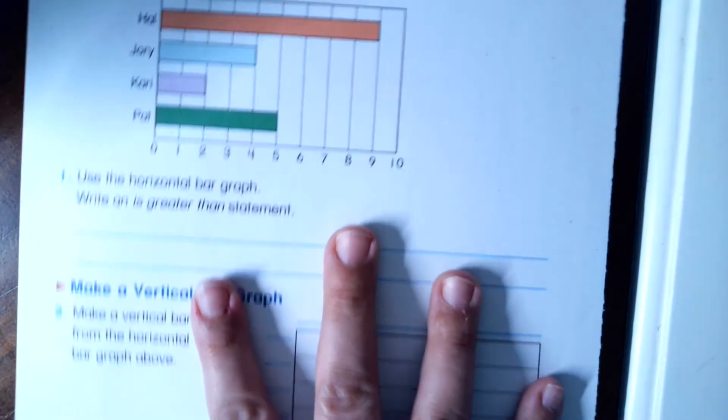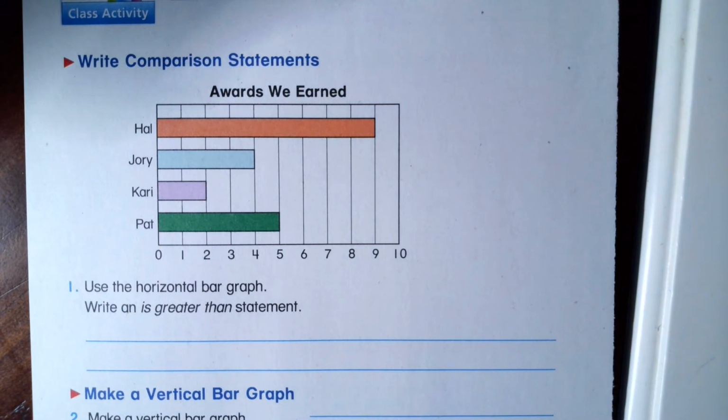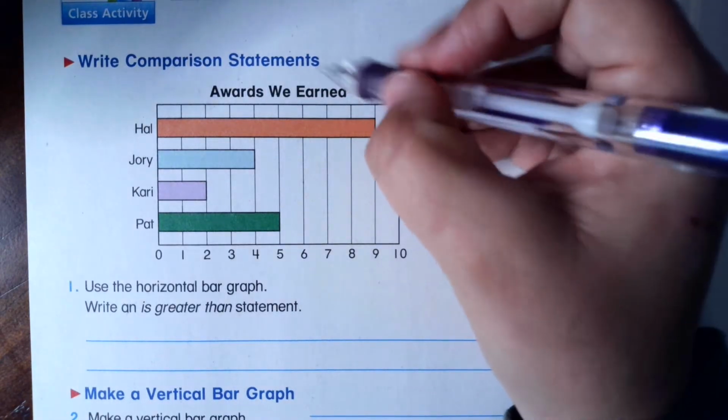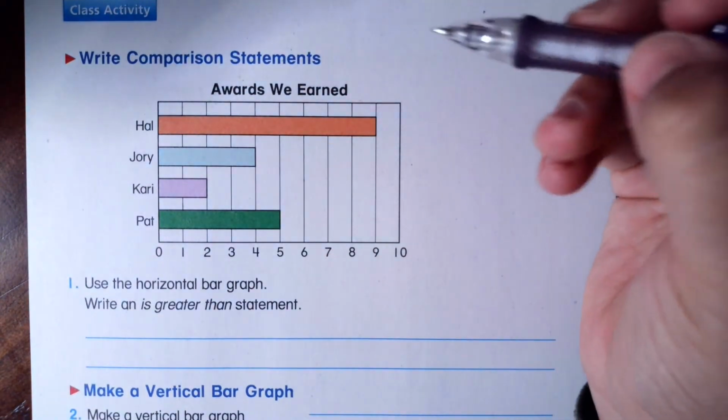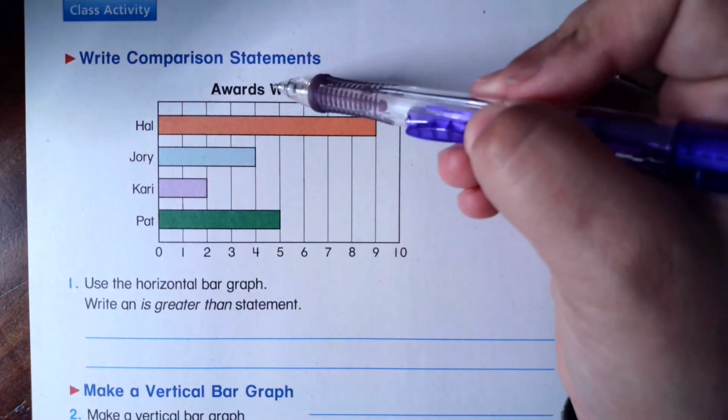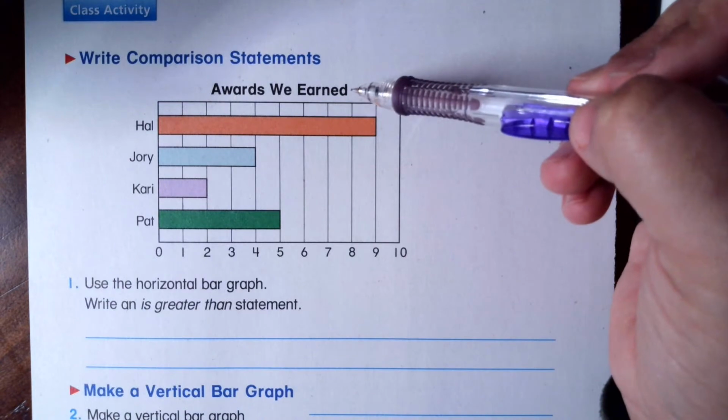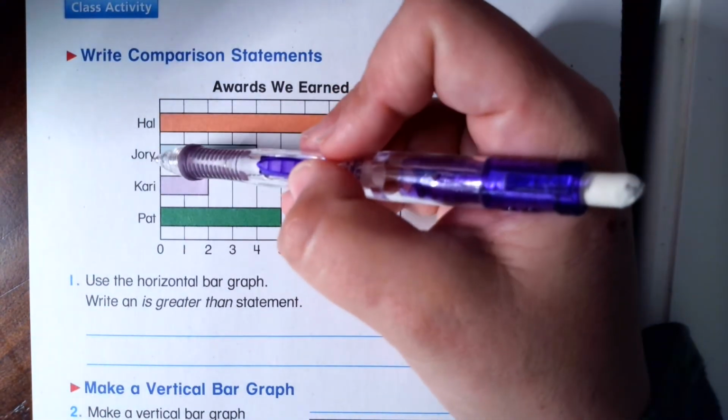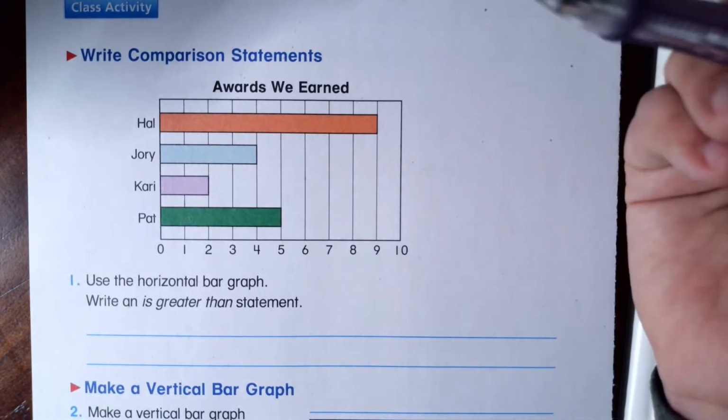When you are ready, turn the page. We are going to use this graph to write one comparison statement. Before we get to that comparison statement, we are going to take a look at what our graph is talking about. So we are talking about the awards that were earned by Hal, Jory, Kari, and Pat.